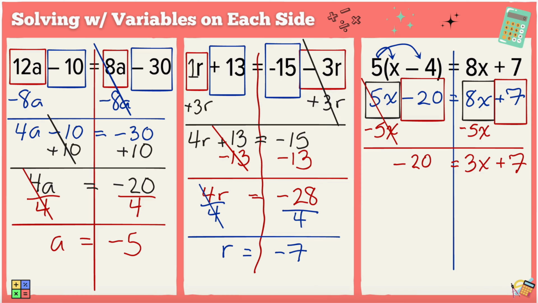Now we still need to do our SADMEP methodology where we're looking for any subtraction or addition. Here we see addition. The opposite of addition is subtraction. The opposite of adding 7 is subtracting 7. Subtract 7 here, subtract 7 there. The two 7s cancel out. What are we left with at this point? Negative 20 minus 7 gives us negative 27 equals 3x.